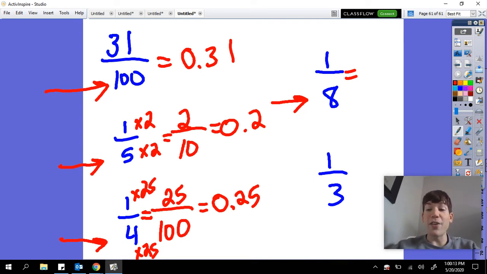We can actually turn eighths into thousandths. An easy way for me to remember this is an eighth is a half of a fourth, or in other words, a half of a half of a half. Remember, a fourth is a half of a half. So I know a fourth out of 1,000 would be 250. So an eighth is half of that, so it's going to be 125.